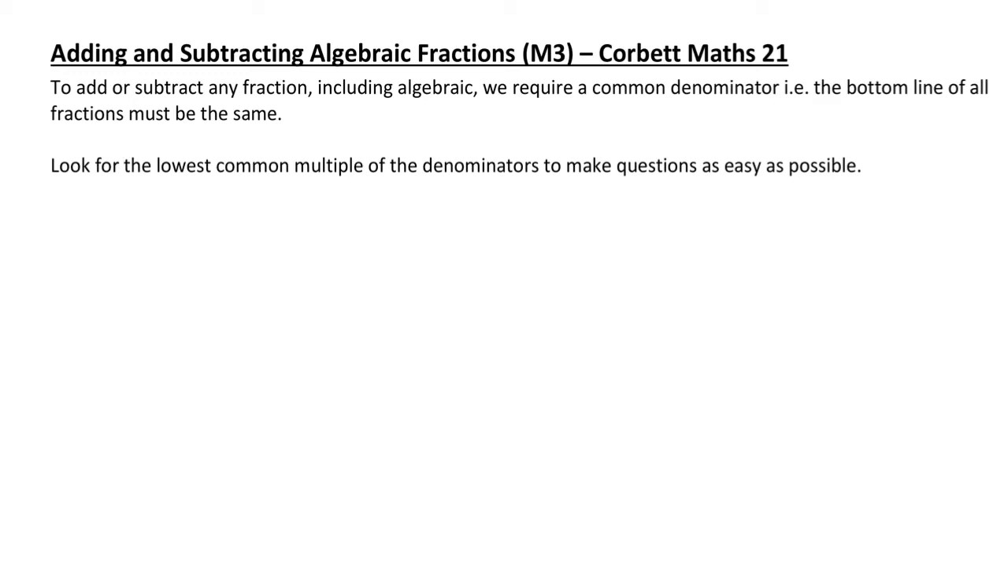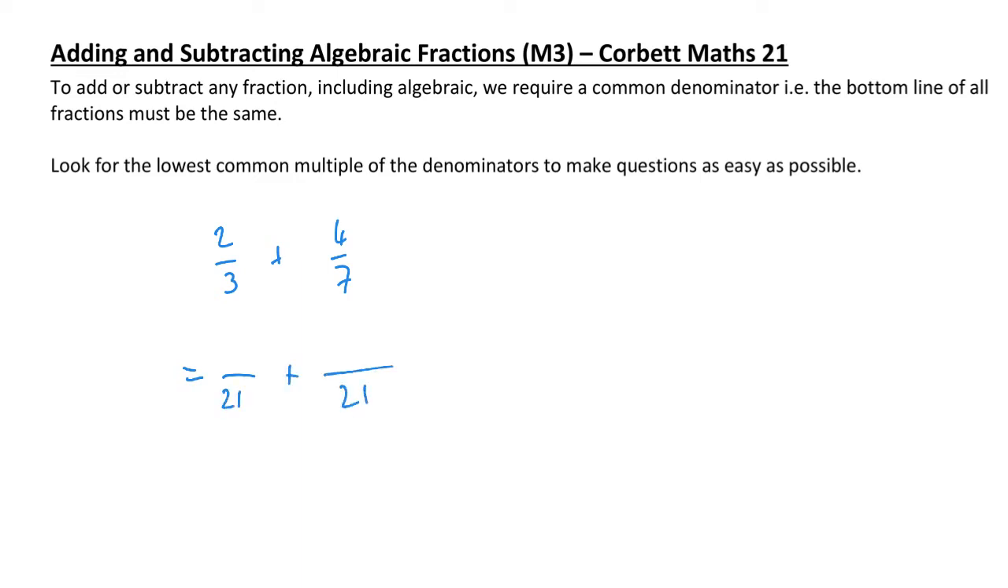Adding and subtracting algebraic fractions. If we think back to numerical fractions, if we've got 2 over 3 plus 4 over 7, the way we do that is we find the common denominator between 3 and 7. That's going to be 21.